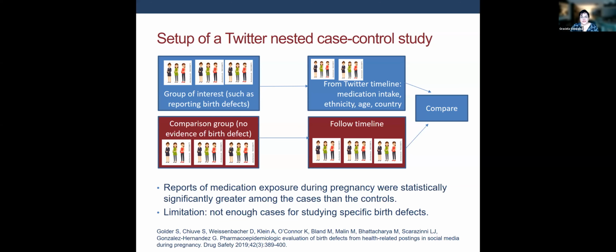So in this case, we did a nested case control study. We got a group of interest, those women that were reporting birth defects. We found a comparator group. At this time, when we published this paper in 2019, our definition of a comparator group was very lax, just because we didn't have the methods in place to do anything better than this.